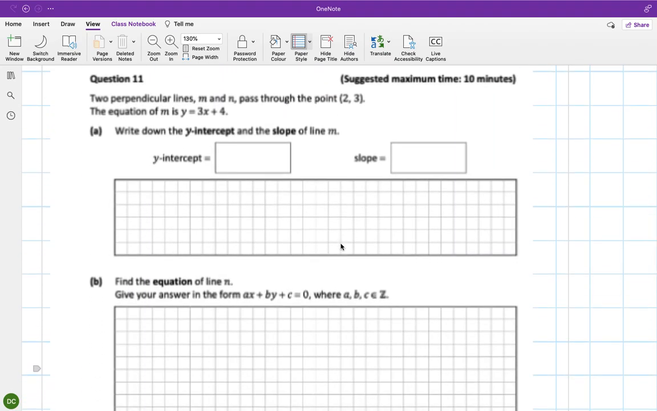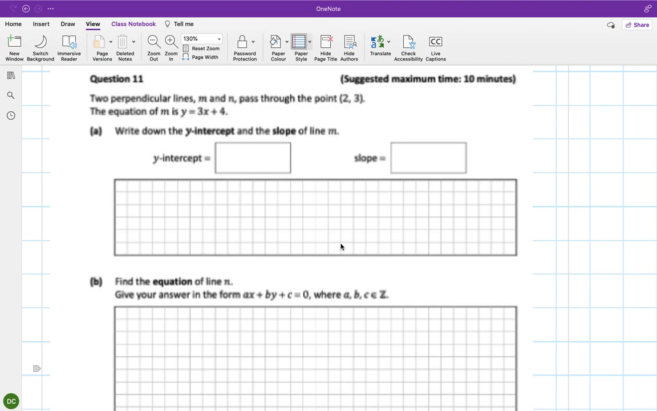Okay, and then this one. Two perpendicular lines m and n pass through the point (2, 3). The equation of m is y equals 3x plus 4. So write down the y-intercept.